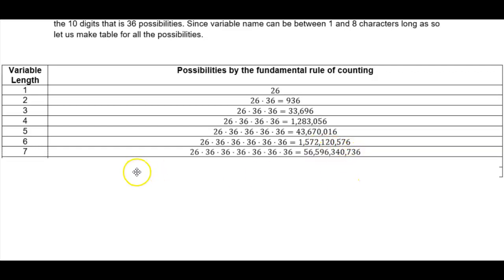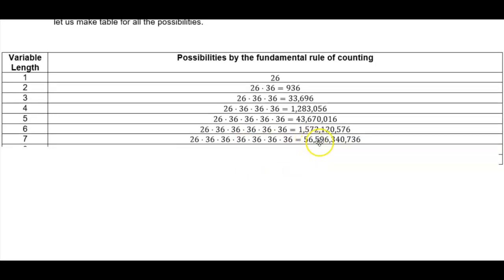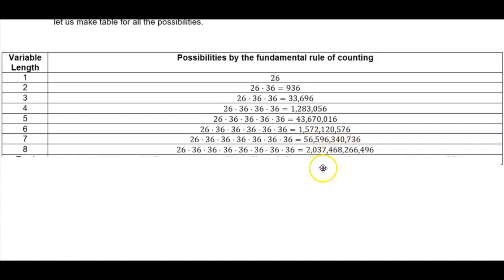1,572,122,576. For variable length 7, we have 26 times 36 times 36 times 36 times 36 times 36 times 36, which gives us 56,596,340,736. And then for 8, we have 26 times 36 times 36 times 36 times 36 times 36 times 36 times 36, which gives us 2,037,478,266,496. So now what we want to do is add all of these together to find the total.